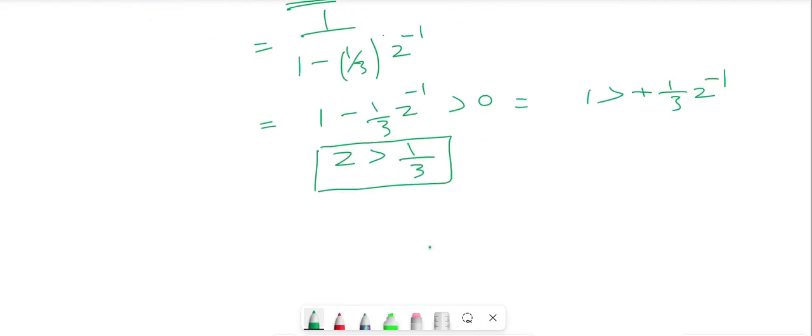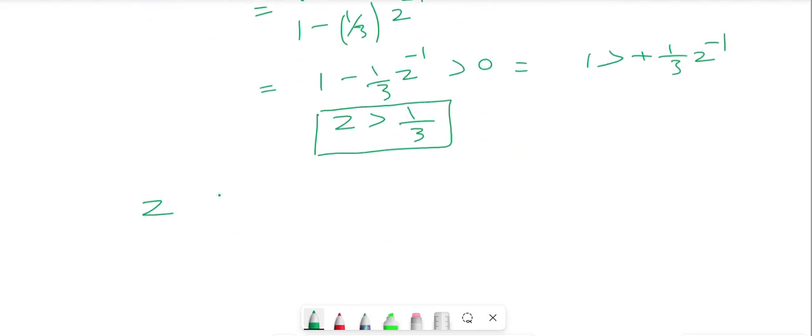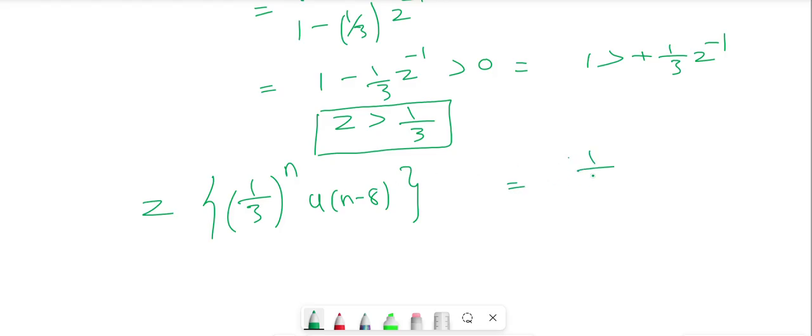The second one, the Z transform of (1/3)^n into u of n minus 8. What is the meaning of this? It is equal to (1/3)^n for n greater than or equal to 8, 0 otherwise.